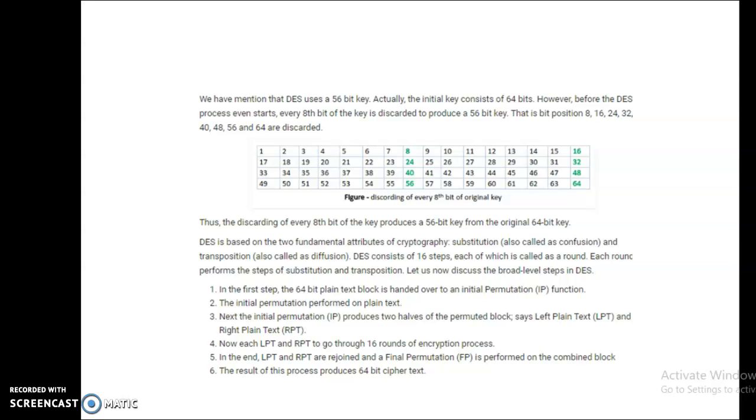So in the first step, the 64-bit plain text is handed over to an initial permutation function. The initial permutation is performed on the plain text. After the initial permutation step, the permuted block is divided into two halves, that is the left plain text and the right plain text. Now the left plain text and right plain text each go through 16 rounds of the encryption process. In the end, LPT and RPT are rejoined and a final permutation is performed on the combined block. And the result of this block produces the 64-bit ciphertext.